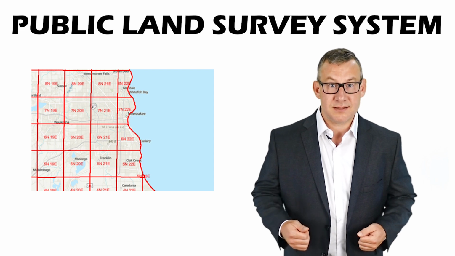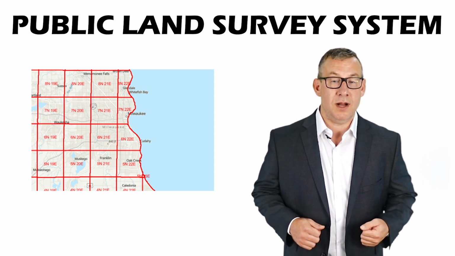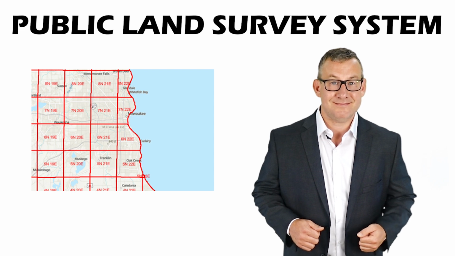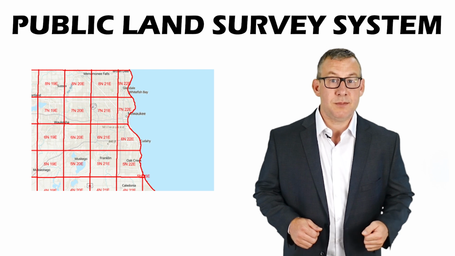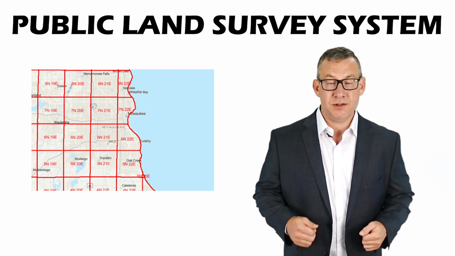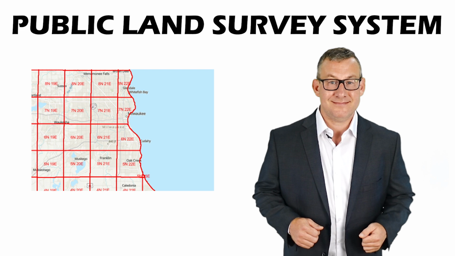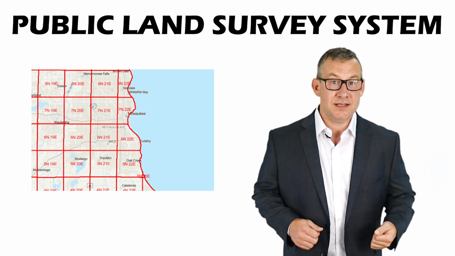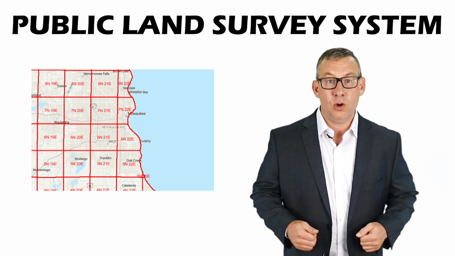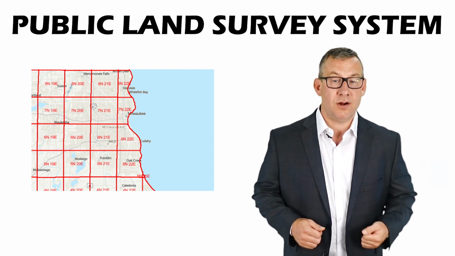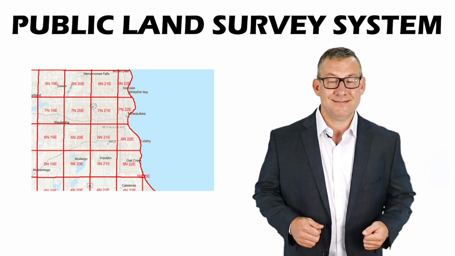The PLSS divides lands into 6 square mile townships. Each township is subdivided into 36 square mile sections. Each section is divided into quarter sections that are a half mile long or 16th sections that are a 16th of a mile long.